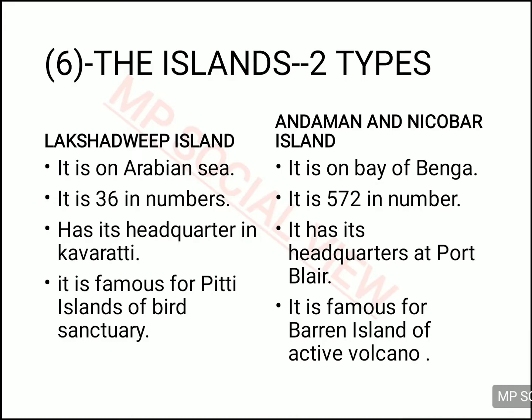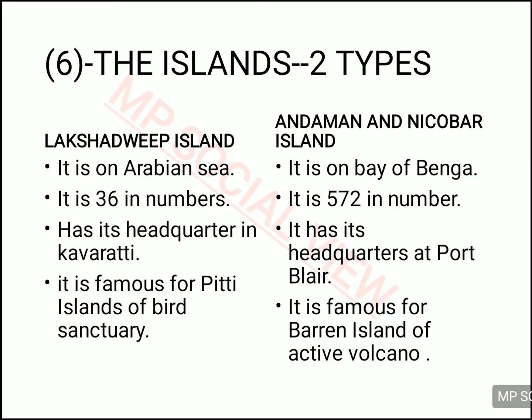Now we are going to see the last physical feature of India, that is our islands. So we have two sets of islands in our country. As you see, there is an ocean on both sides of India. In the downside, we have the ocean on both sides. So in both the oceans we have a group of islands.